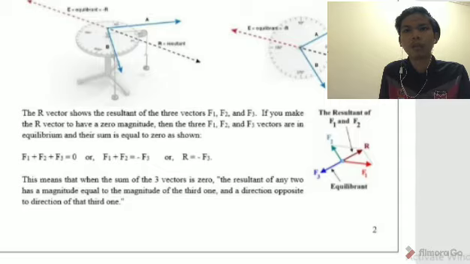Dan seterusnya, the R vector shows the resultant of the three vectors F1, F2 and F3. If you make the R vector have a zero magnitude, then the three vectors F1, F2 and F3 are in equilibrium. Their sum is equal to zero as shown.